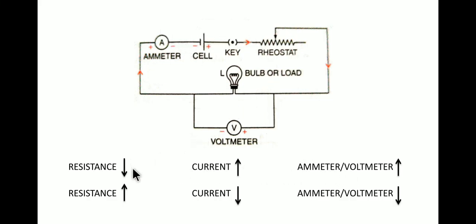Resistance decreases, current increases, the bulb will glow brightly, so the ammeter and voltmeter readings will show an increase. And when the resistance is increased, the current will decrease, and the bulb will glow less brightly, meaning the brightness will go down, and the ammeter and the voltmeter readings will also go down, showing a decrease in values. So this is all about a simple electric circuit.